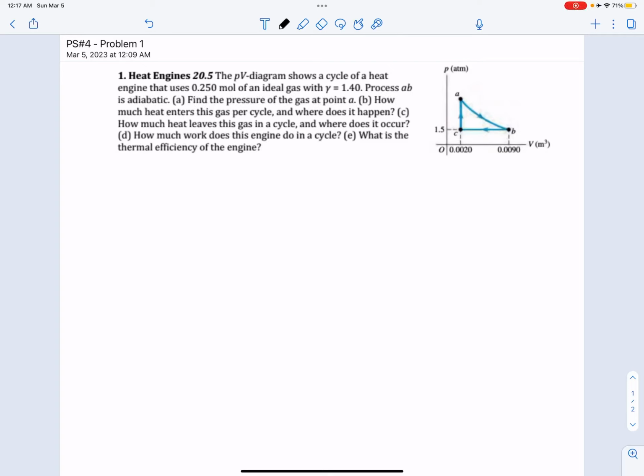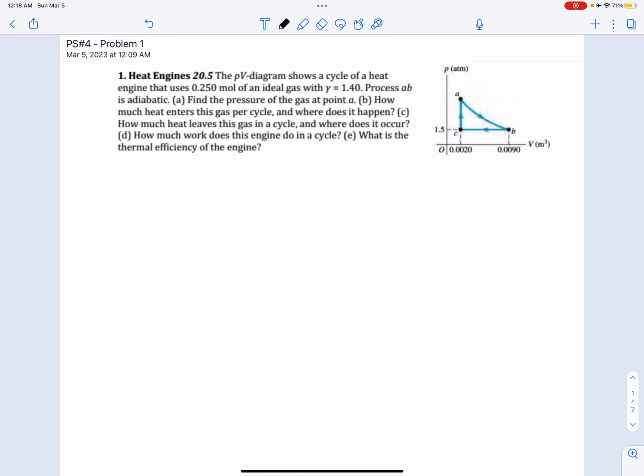Hello everyone, this is problem set number 4, problem 1. The PV diagram shows a cycle of a heat engine that uses 0.250 moles of an ideal gas with gamma equals 1.40, and gamma is a ratio of molar heat capacity. Process AB is adiabatic. For part A, find the pressure of the gas at point A.